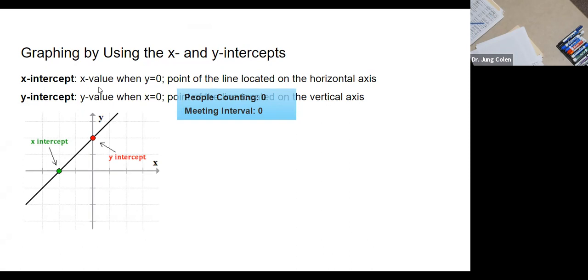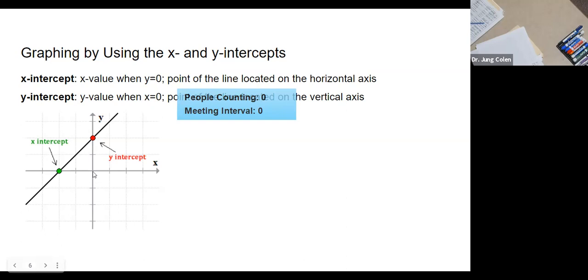X-intercept is the x value when y is 0. Y-intercept is the y value when x is 0. So let's take a look at this graph. Okay. X-intercept is the x value when y is 0. So your y should be 0 and this line passes through this x value. That's the x-intercept. Y-intercept is the y value when x is 0.